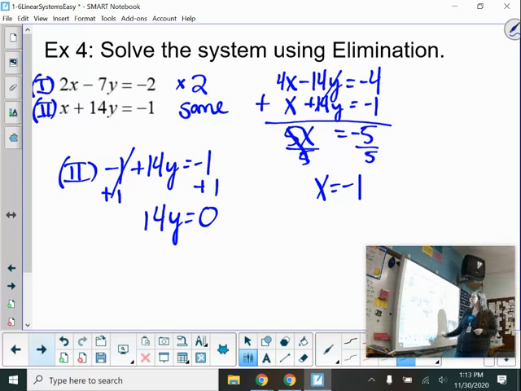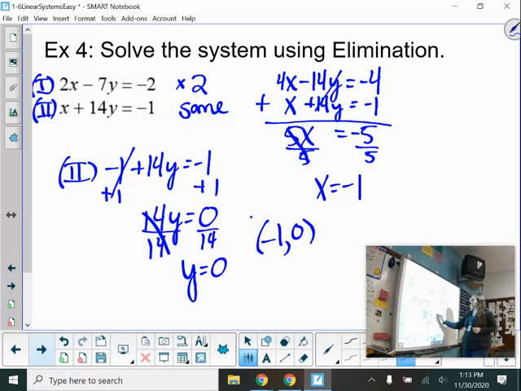So this is going to be another one of those cases where one of our letters is 0, which again is perfectly acceptable. 0 is a number. It's allowed to be a solution. Your ordered pair then is negative 1, 0.